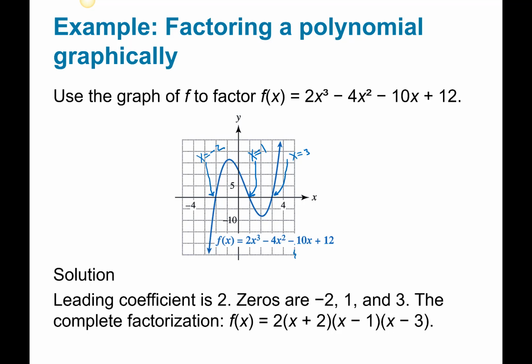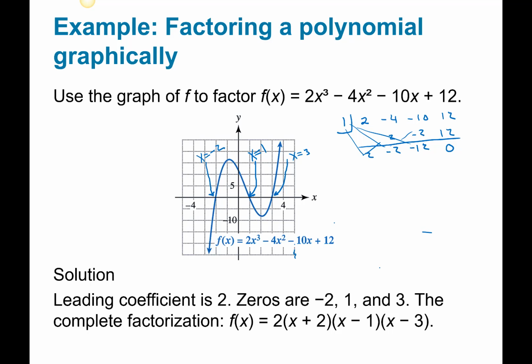So what we can do here is try our division. I'm going to do the 1. Why did I pick 1? It's easier to work with. I'm going to drop the 2 down. 1 times 2 is 2. Minus 4 plus 2 is a minus 2. 1 times that is a minus 2. Minus 10 is a minus 12. 1 times that is a minus 12. Plus 12 is 0. Now, it's good news that it came out to be 0.